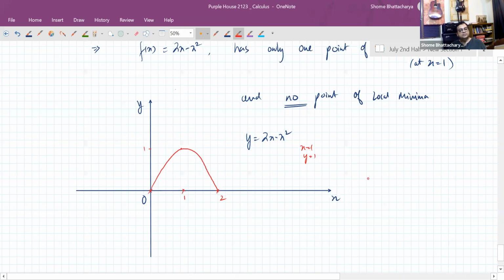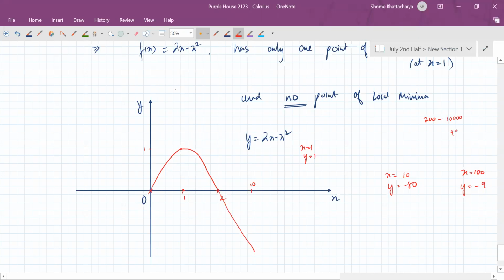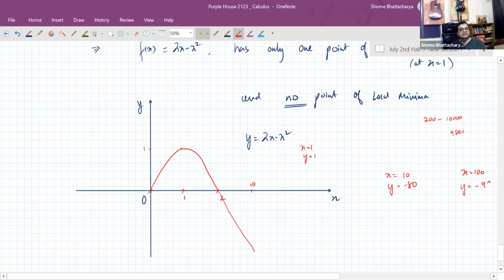And we've also analyzed what's happening for x equal to, for example, 10. What will the value of y become? It will become 20 minus 100. So it's minus 80. So it must be going very rapidly down like this. Okay. For x equal to 100, you see even more. It's 200 minus 10 to the power 4. So that will be 9,800. So it's minus 9,800.